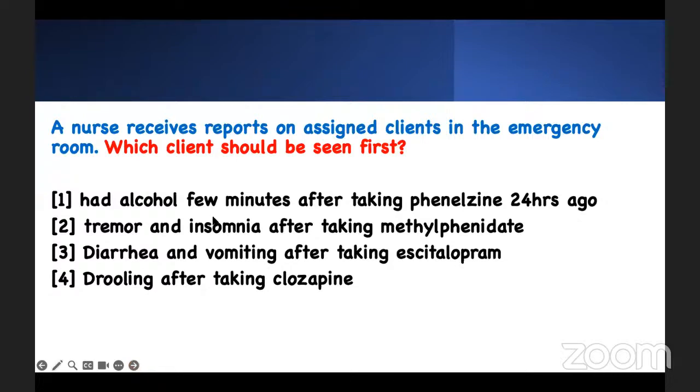And the last one. Of course, I can't live without prioritization. You've got to be sharp, right? Which client should be seen first? You receive report on assigned clients in the emergency room. One had alcohol a few minutes ago after taking Phenelzine 24 hours ago. One has tremor and insomnia after taking methylphenidate. One has diarrhea and vomiting after taking escitalopram. One has drooling after taking clozapine. Mental health is my favorite, and I can trap you any way I can with questions about mental health.